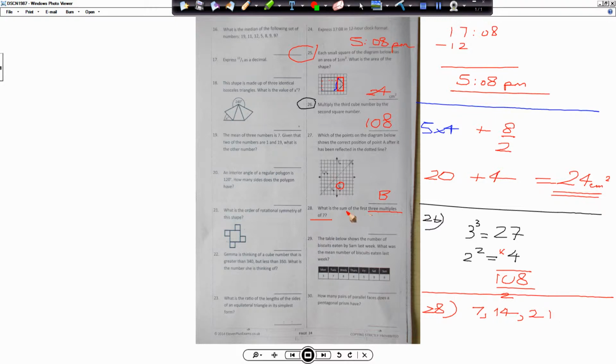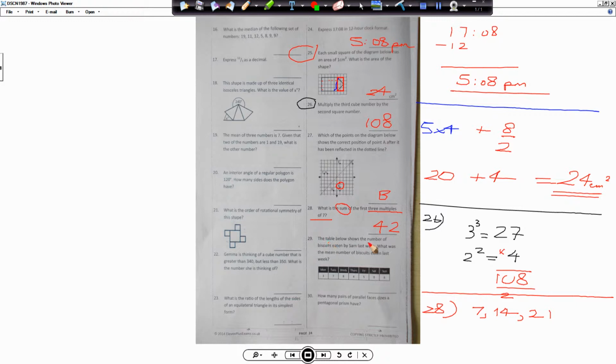And the question goes, what is the sum? And the word sum means add them up. So we need to add up 7, 14 and 21. That gives us a grand total of 42. Excellent. Okay. Mr. Zaif, have you copied all this stuff down in your work? Yeah. Good. I'll be checking in the end.